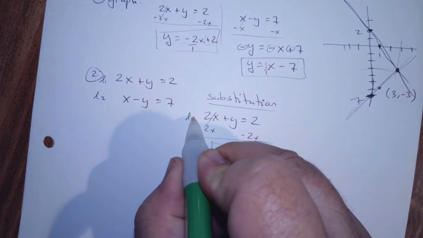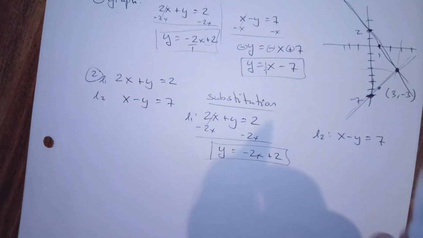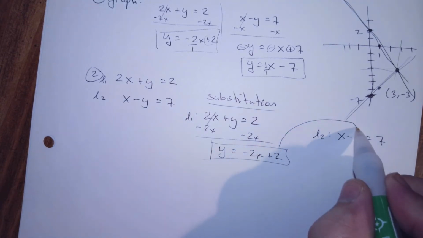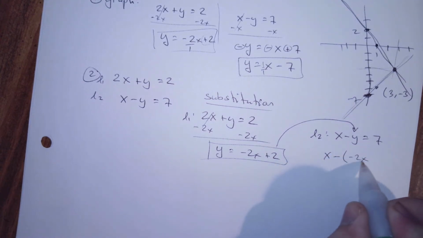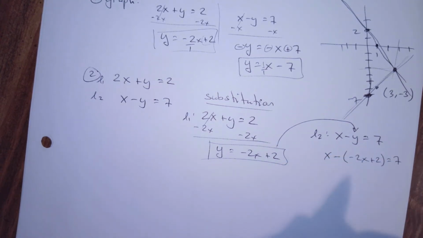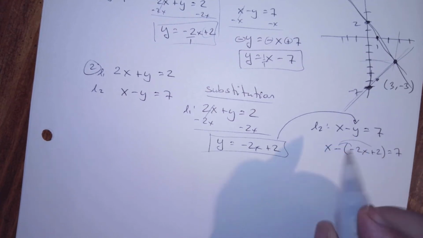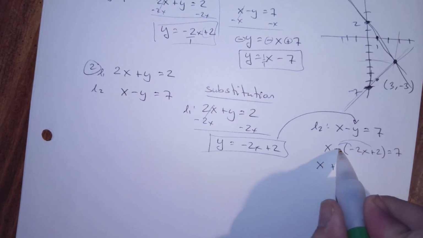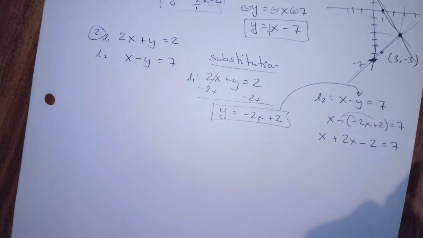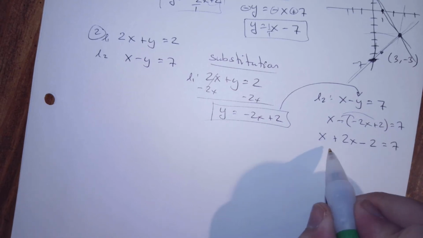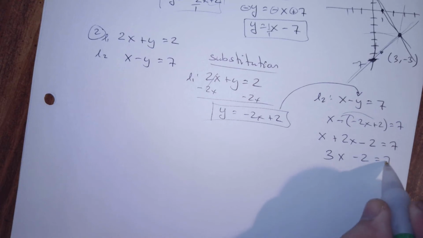So that was line 1. So I go to line 2. Anywhere I see a y, I substitute that equation. That's why it's called substitution. So x minus negative 2x plus 2. Distribute that negative. So we have x, negative negative is a positive 2x. Negative positive is a negative 2. Plus x is 3x. x minus 2 equals 7.